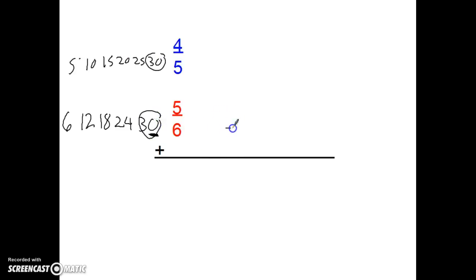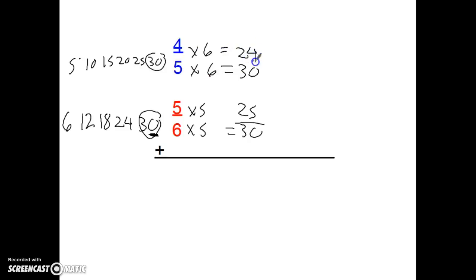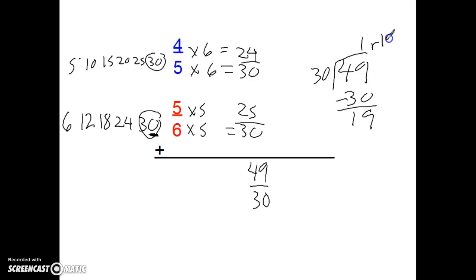So I need to take the 6 times something to get to 30. It's a 1, 2, 3, 4, 5. 5 times 5 gets me a 25. I'm going to take the 5 times 6 to get to 30, which means I'm taking the 4 times 6, which equals 24. And then I just need to add 24 30ths plus 25 30ths. I get 49 30ths. When I divide that one out, it goes one time, and I have a remainder of 19, which equals 1 and 19 30ths.